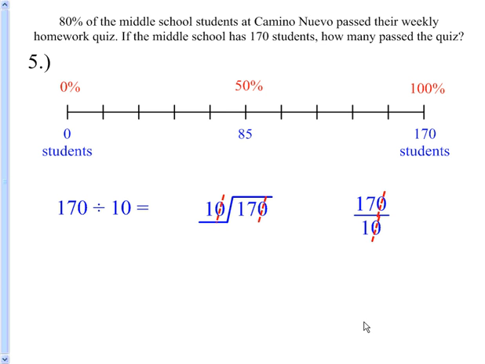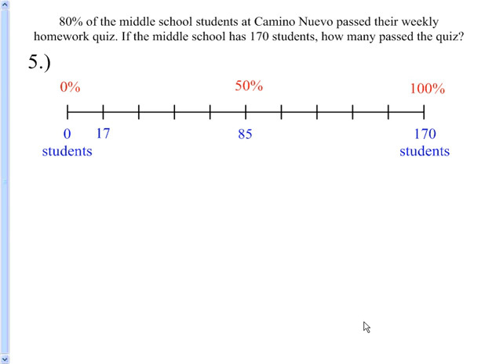So what we actually have is 17 divided by 1. That makes this a pretty easy problem to solve. What we're doing here, if we take 170 and divide it by 10, is moving the decimal place one place to the left to make it a smaller number. So that's 17. If we take 170 and divide it by 10, we have 17. That's 1/10 of 170. That is 10%, which is 17 students.